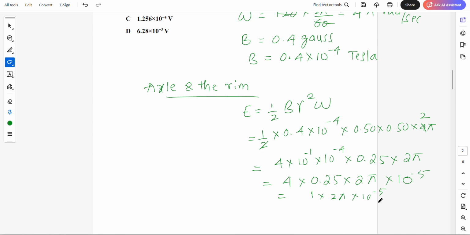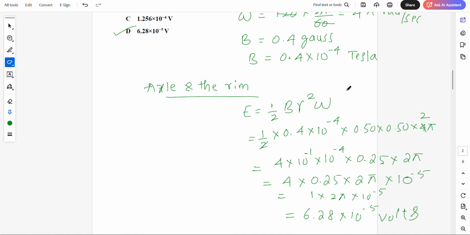Now that is equal to, how much is this? 2 into 3.14, that is almost 6.28. 6.28 into 10 to the power of minus 5 volts is the right answer. Hope you understood this one.